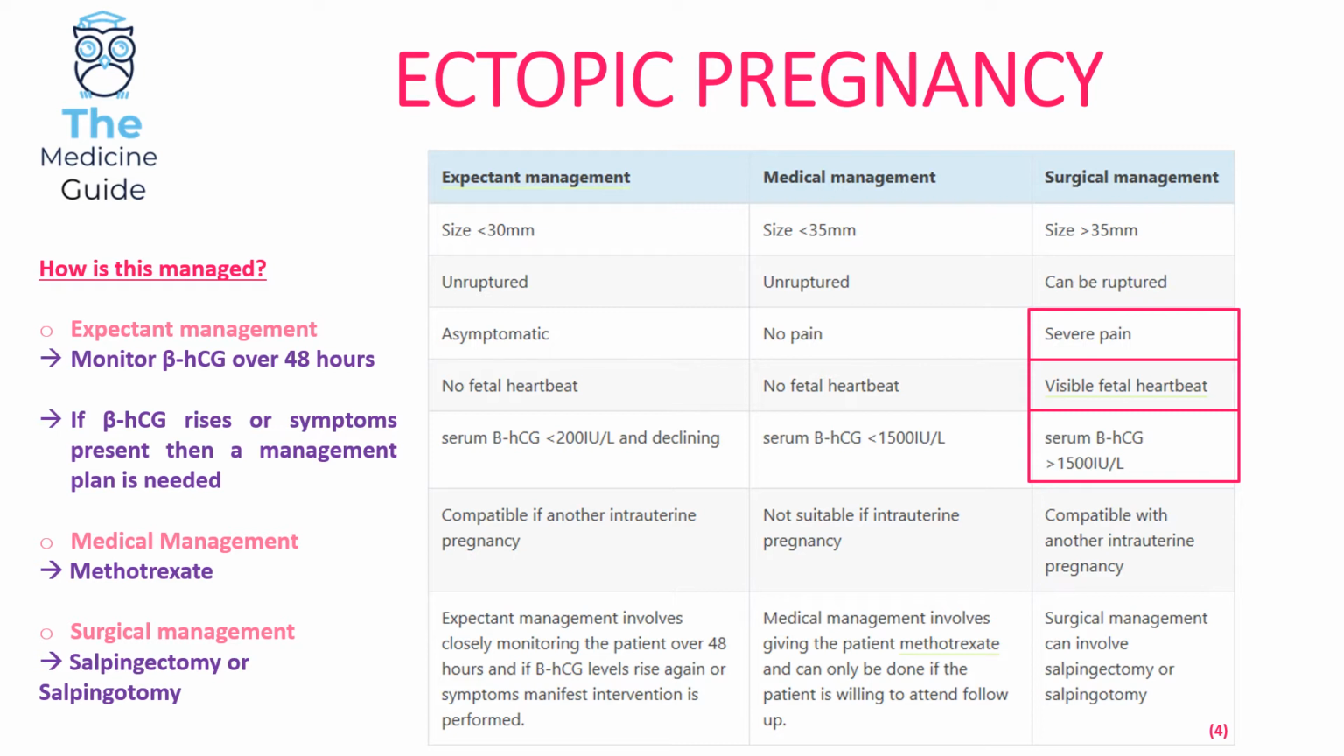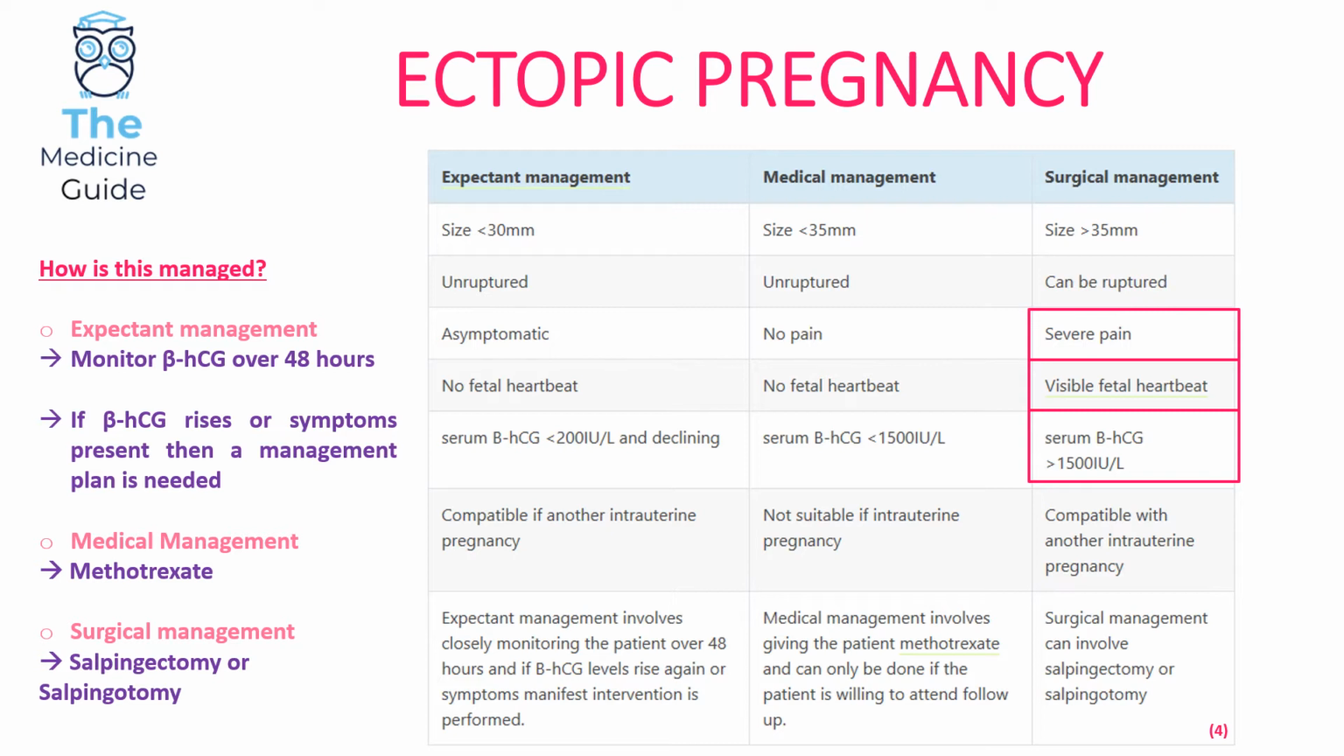If the woman is in severe pain, if there is a visible fetal heartbeat, or if the beta-HCG is greater than 1500 units, this would suggest that surgical management is needed to manage the ectopic pregnancy.